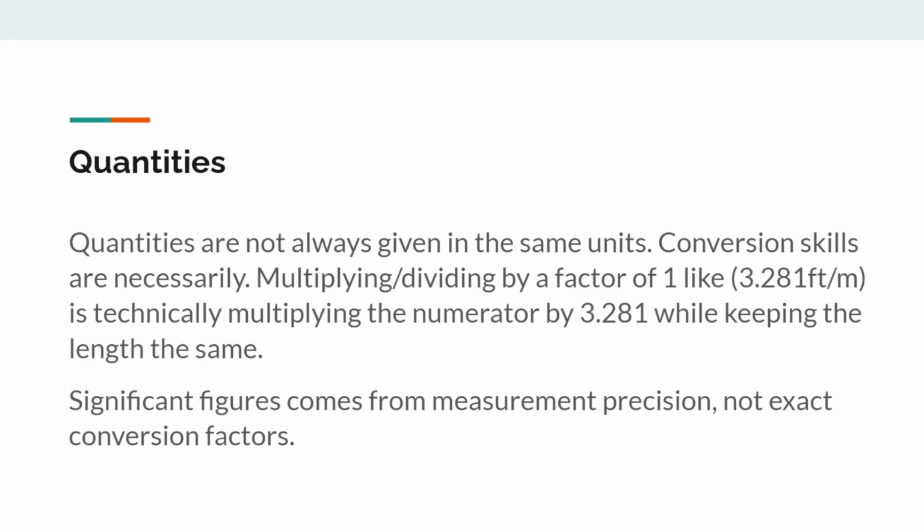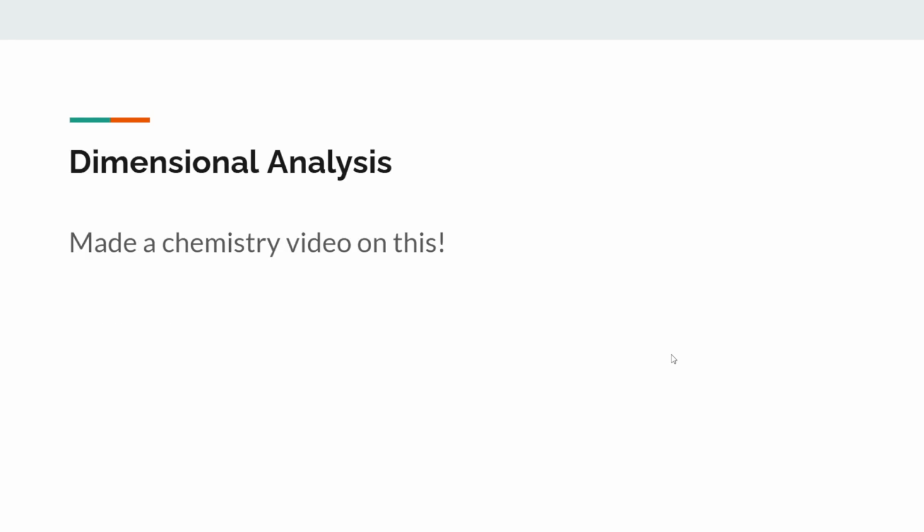Conversion skills are necessary. Multiplying or dividing by a factor of 1, like 3.281 feet/meters. That's technically multiplying by a factor of 3.281. However, it's the same length. So that's kind of the logic where we say we multiply by a factor of 1. Significant figures confirm measurement precision, which I have a video on. You can go watch that for chemistry, I guess.